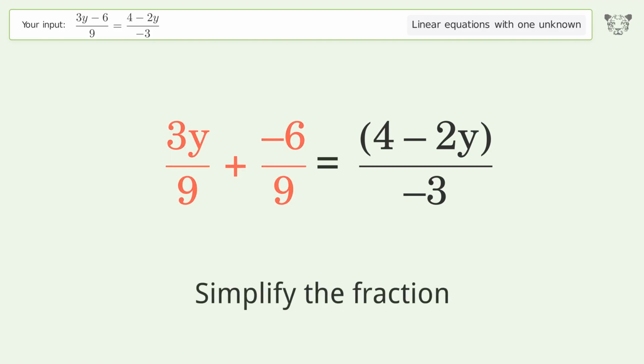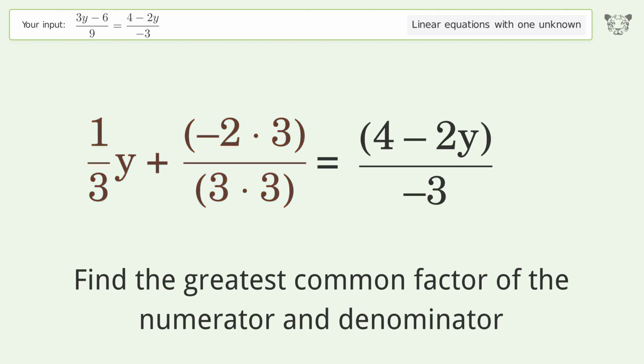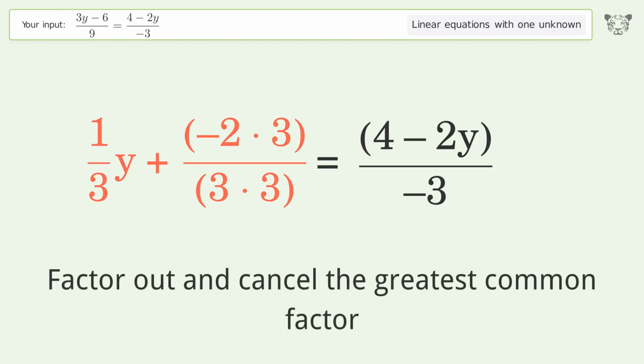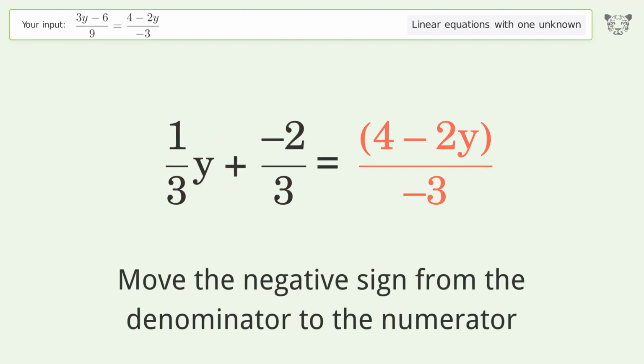Simplify the fraction. Find the greatest common factor of the numerator and denominator. Factor out and cancel the greatest common factor. Move the negative sign from the denominator to the numerator.